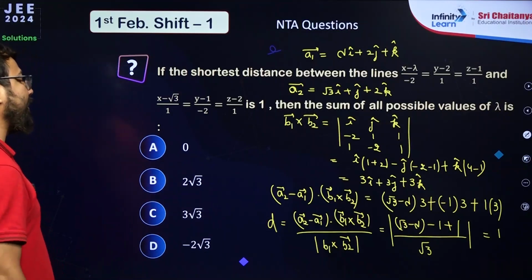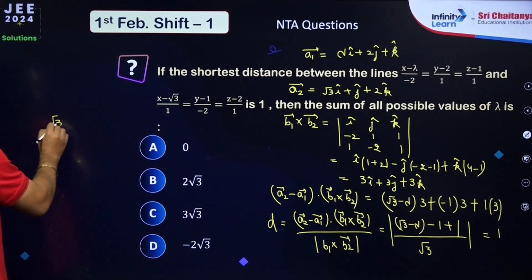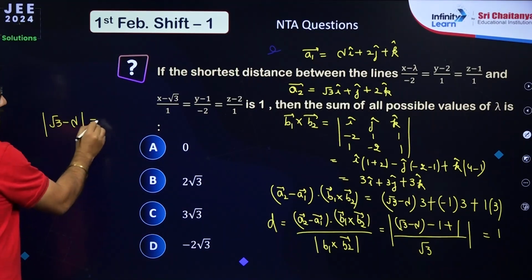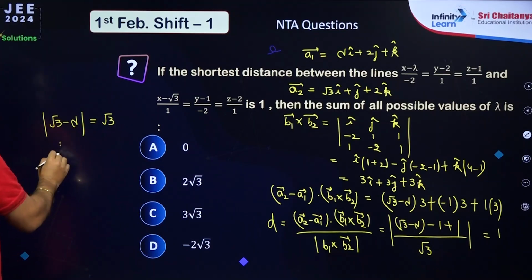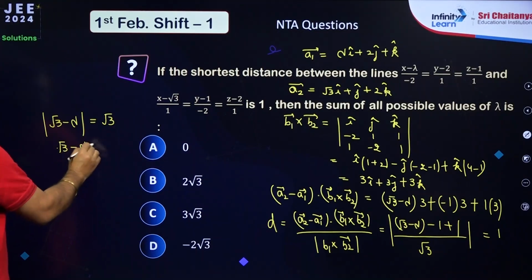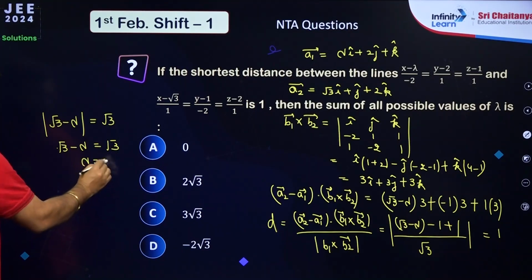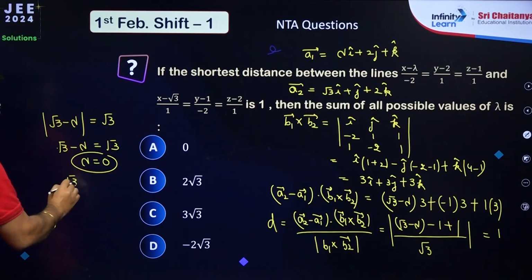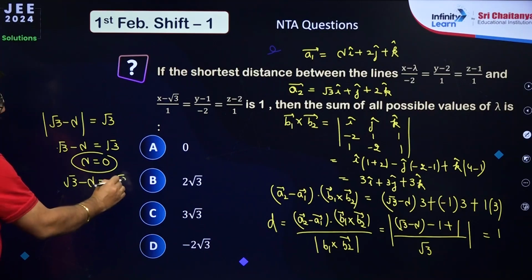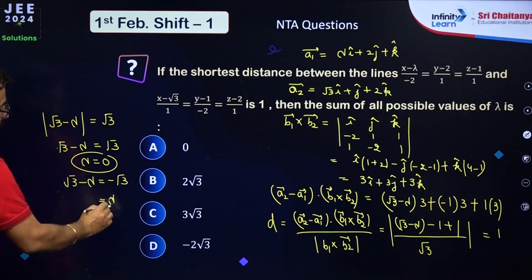Plus 1 and minus 1 get cancelled. Root 3 minus lambda will be equal to root 3. So root 3 minus lambda equal to root 3 will make lambda 0. Second, root 3 minus lambda equal to negative root 3 will have the value of lambda as 2 root 3. Two different values of lambda we are obtaining.